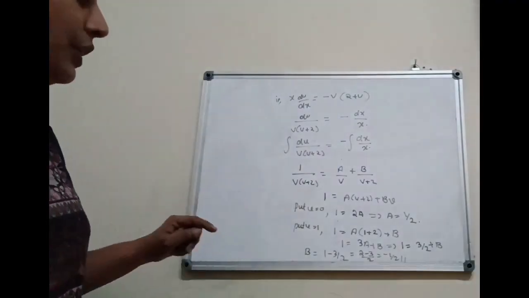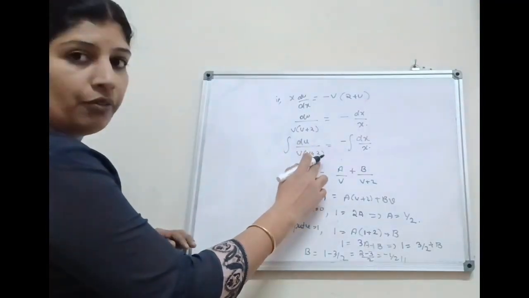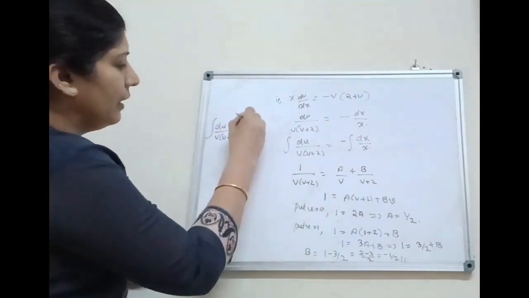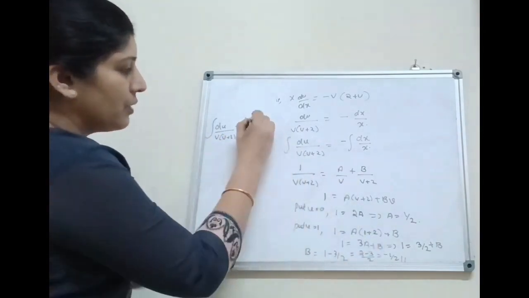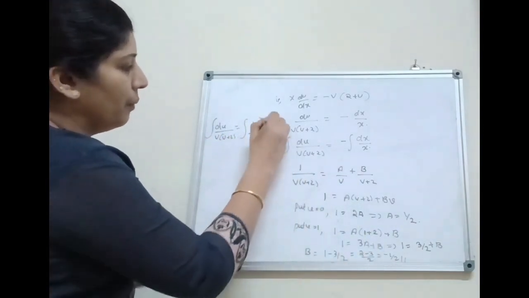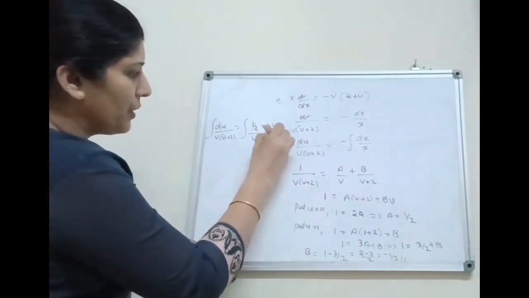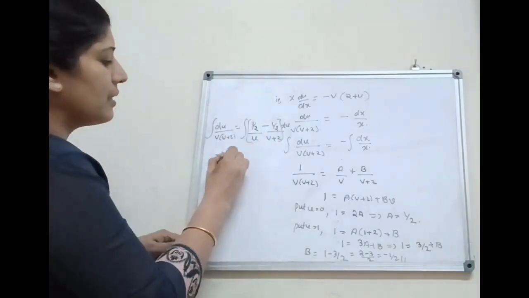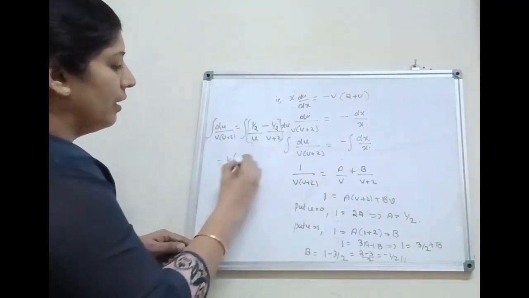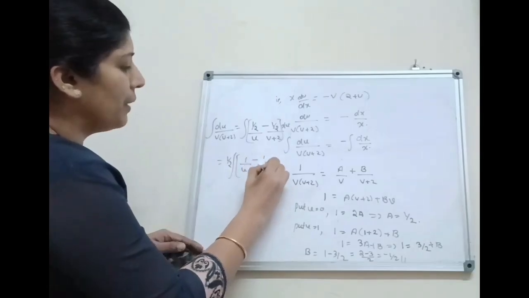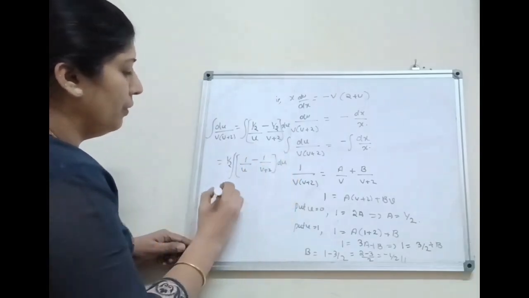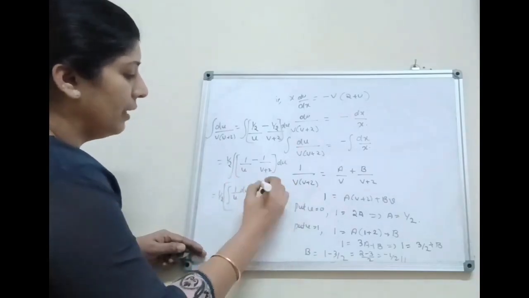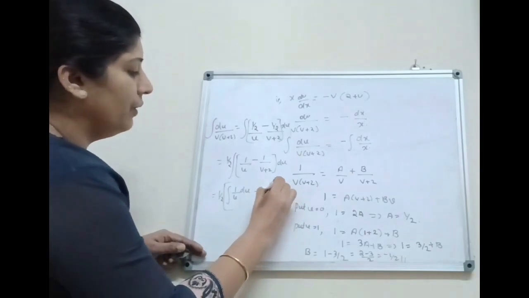Therefore, this integral dv by v into v plus 2 becomes integral of a, that is 1 by 2 by v, minus 1 by 2 divided by v plus 2 dv, since b equal to minus 1 by 2. Now taking 1 by 2 outside, it is 1 by 2 into integral of 1 by v minus 1 by v plus 2 dv. That's equal to 1 by 2 into integral 1 by v dv minus integral 1 by v plus 2 dv.